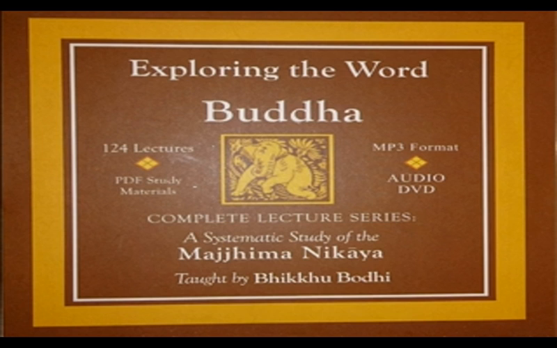Okay, we've been studying the Mahacattarisaka Sutta. This is Sutta number 117 in the Majjhima Nikaya. Okay, and last time I did the explanation of right view, the discourse on the Great Forty.